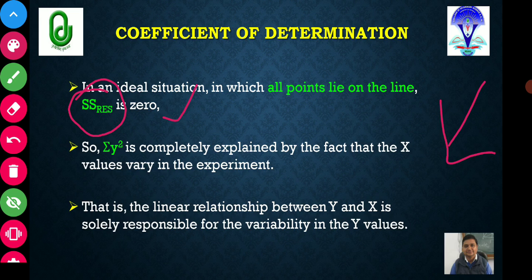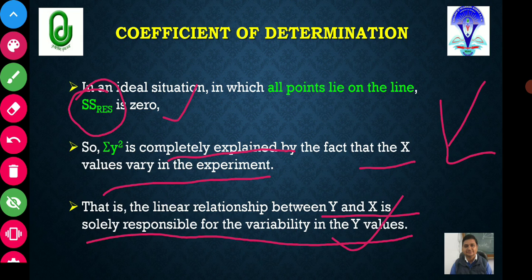So summation y square, that means variation in the dependent variable y, is completely explained by the fact that x values vary in the experiment. So variation in y is completely getting explained with the help of x values. That is, the linear relationship between x and y is solely responsible for variability in y. So with this you can interpret that y is solely depending on x.